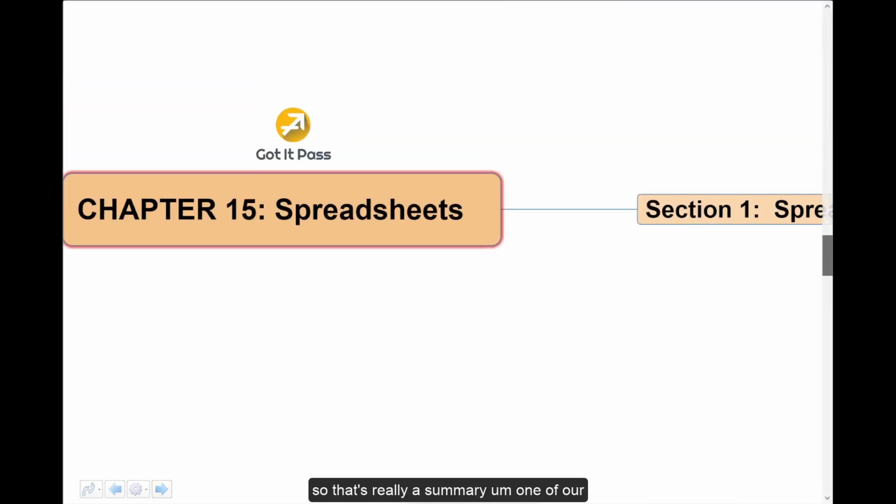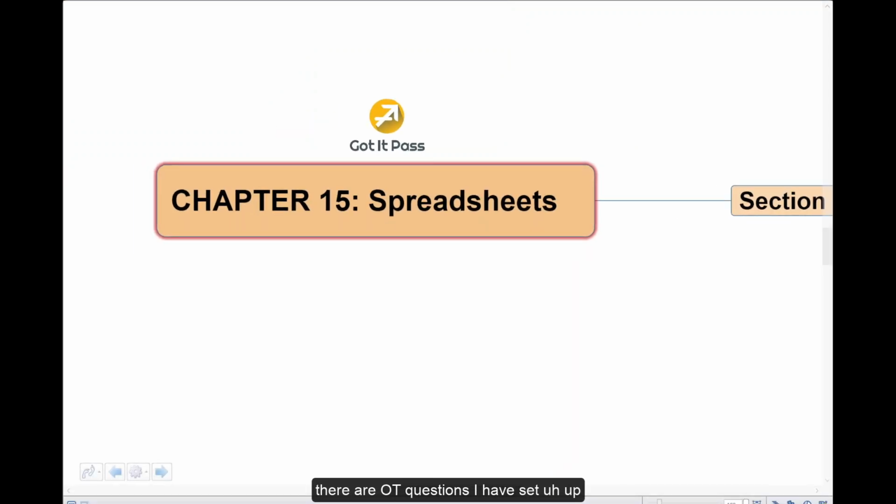Okay, so that's really a summary, one of our shorter chapters. There are OT questions. I have set up our OT area in each of the chapters concerned. Take a look at the questions. But as I say from the off, I'm not so sure if I would prioritize this area unless you feel that you're very, very weak on it.